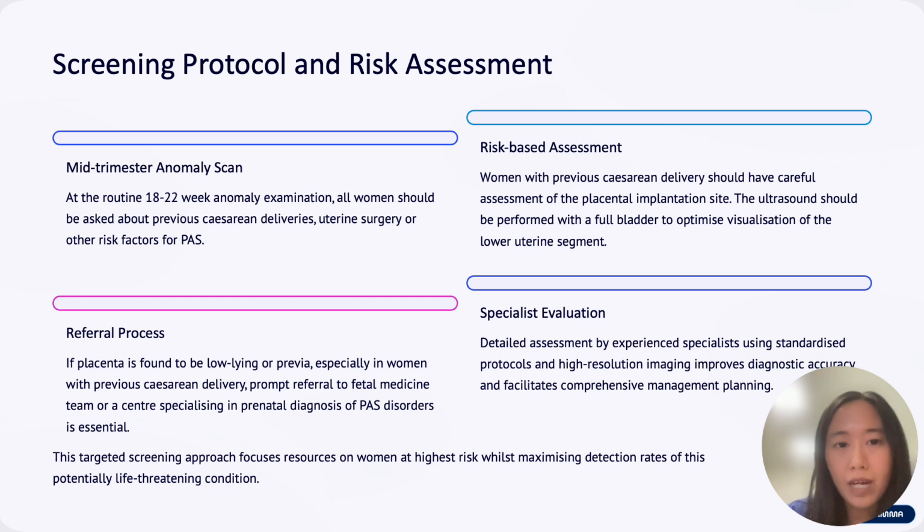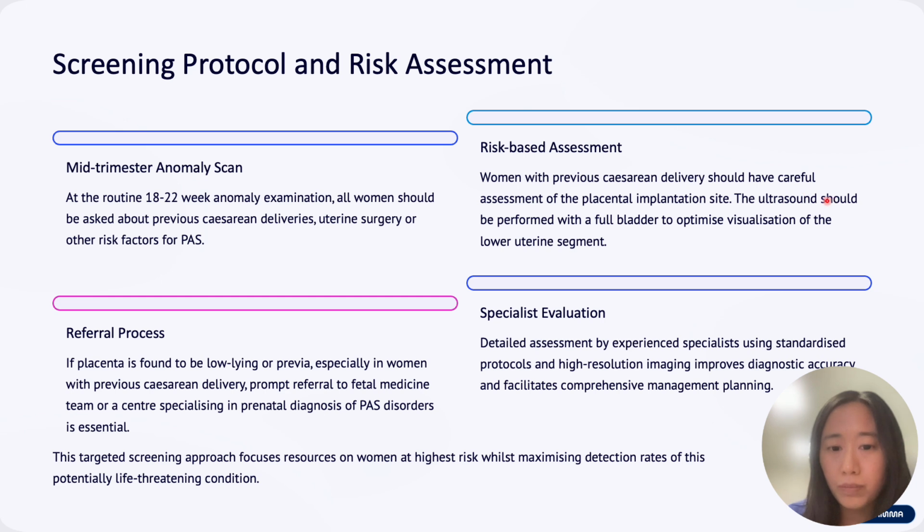So how do we diagnose this placenta accreta spectrum? Routine screening is essential. During our 18 to 22 week anatomy scan, it's critical that we ask every woman if they have previous cesarean deliveries, any uterine surgery like a myoma removal or multiple DNCs or previous manual removal, and such, any risk factor for PAS. If they do have them, then we need to have a careful placenta implantation site assessment.